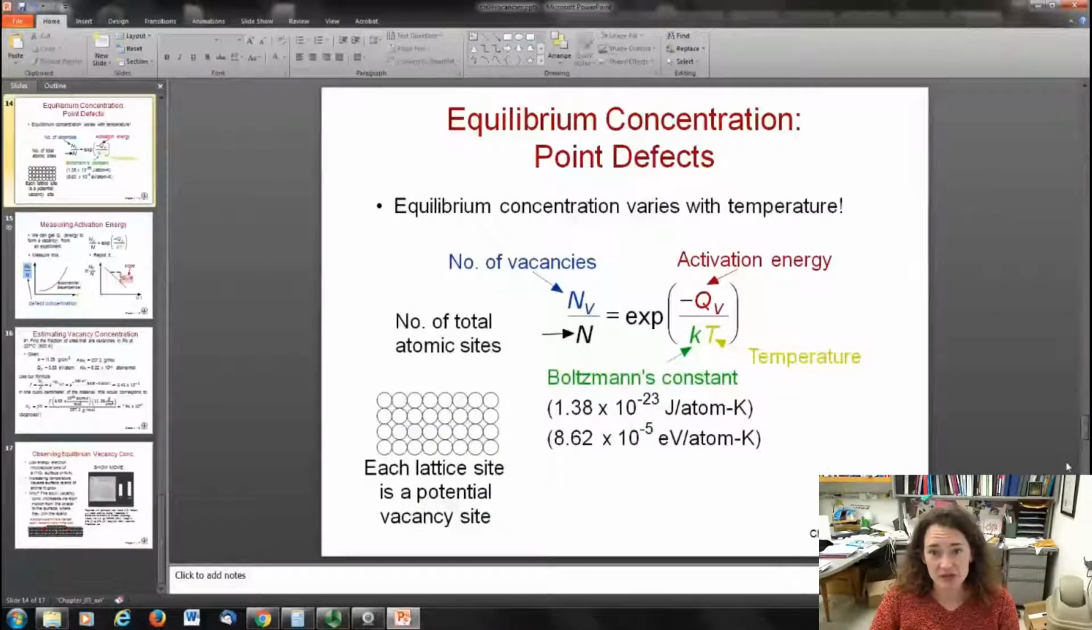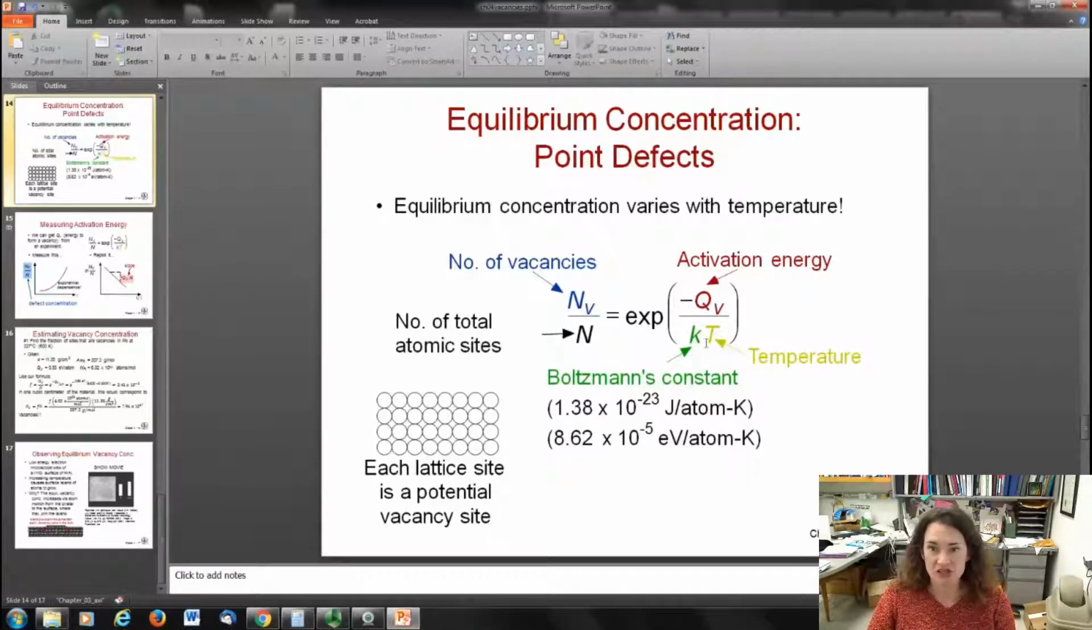Now, the equilibrium concentration of point defects varies according to the temperature, and this is the relationship here. Here we have the number of vacancies divided by the total number of atomic sites, so that's N_V over N. That creates a fraction of the total number of defects in the sample. And it has an exponential dependence. So here we have e to the minus Q_V over kT.